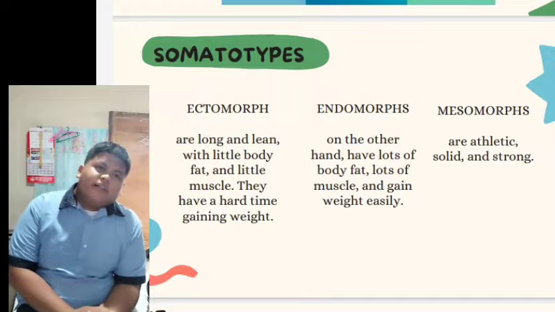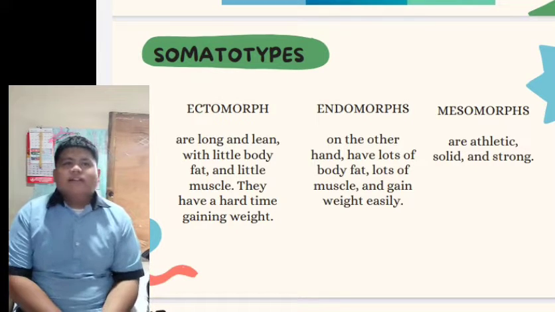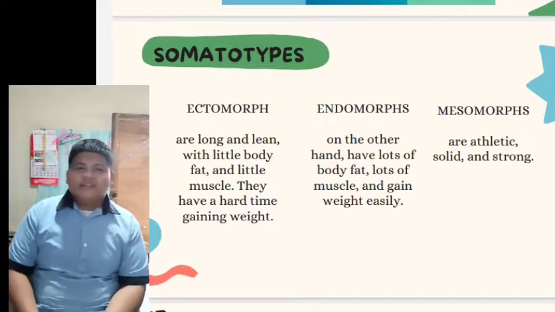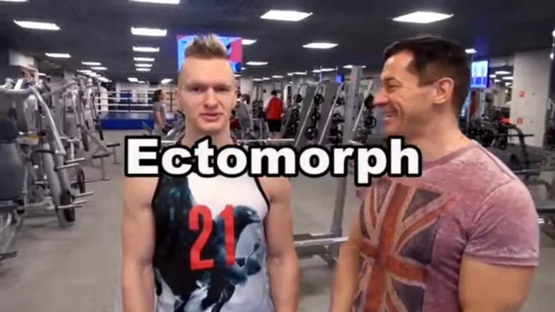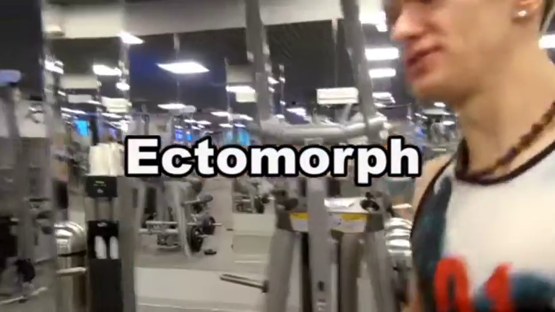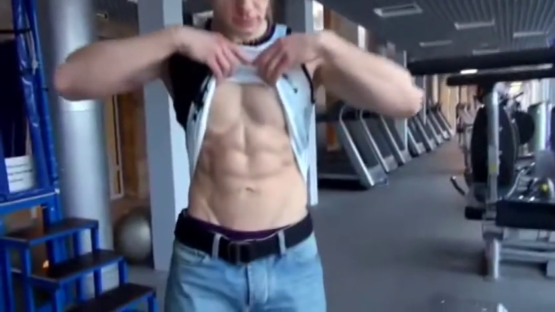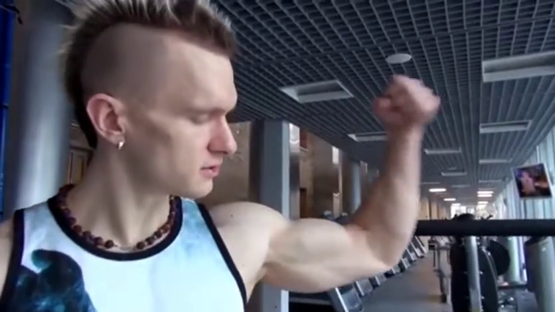Ectomorphs are long and lean with little body fat and little muscle. They have a hard time gaining weight. Here is an example of an ectomorph. Classically known as hard gainers in the fitness parlance, ectomorphs don't have to worry as much about getting fat, but often struggle with putting on muscle mass. They are characterized as having long, slim, and thin muscles or limbs and a low fat storage. Ectomorphs are not prone to accumulate fat nor build muscle.